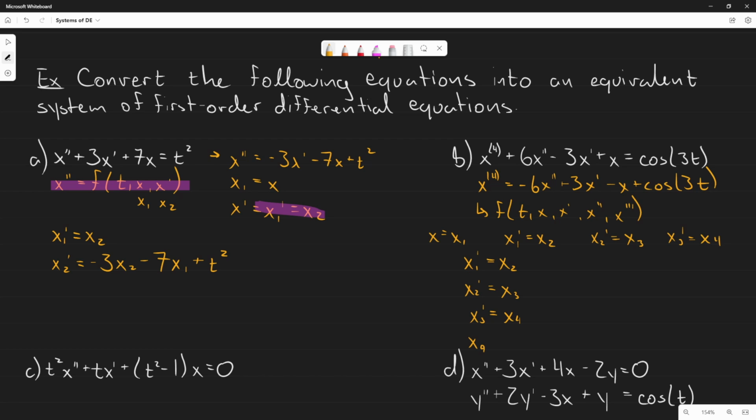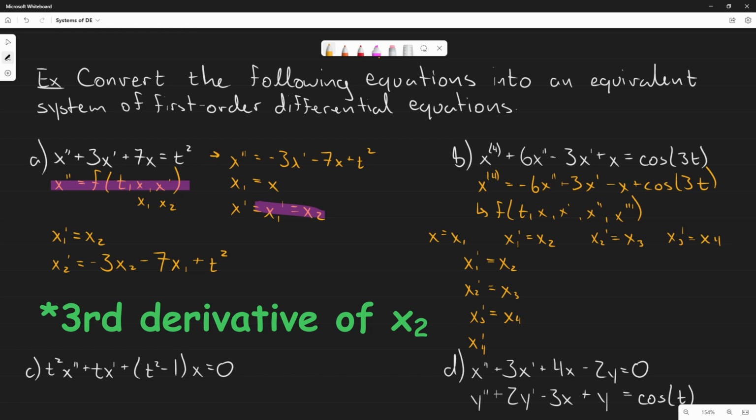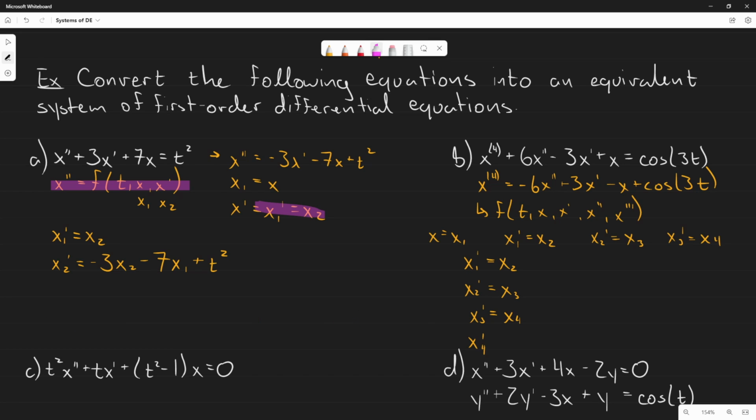And then x4 prime, well, what is x4 prime? Because x4 prime is the second derivative of x3 prime, that means it's the third derivative of x2 prime, which is the fourth derivative of x1, which is the equation that we defined in the first place. So it's again just substituting it in. This will be equal to negative 6, and because it's x double prime, it will be x3. So negative 6 times x3, and then the 3x prime will be plus 3x2, then minus x, which will be x1, and then plus cosine of 3t. So that will be our system for this ODE.